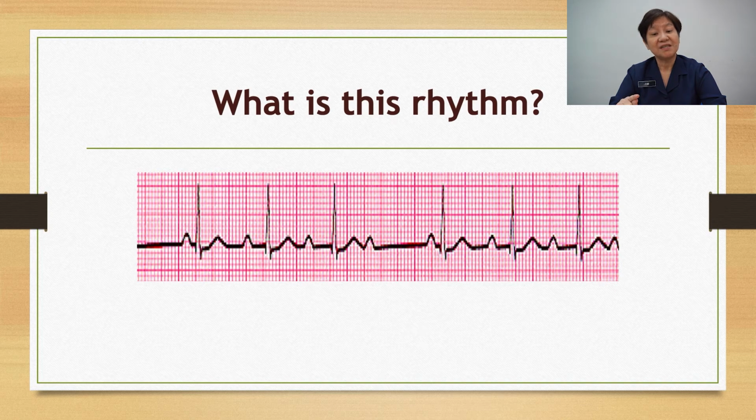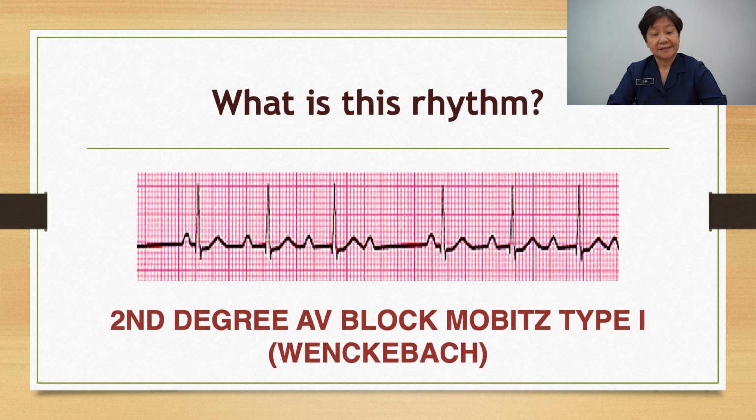here comes a missed beat. Missed beat means you can see the P wave, but you can't see the QRS. And it comes again: prolonged PR interval followed by a dropped beat again. So this is what we call second degree AV block Mobitz type 1. Another name is Wenckebach. So the characteristic of this is progressive prolongation of the PR interval followed by a dropped beat.